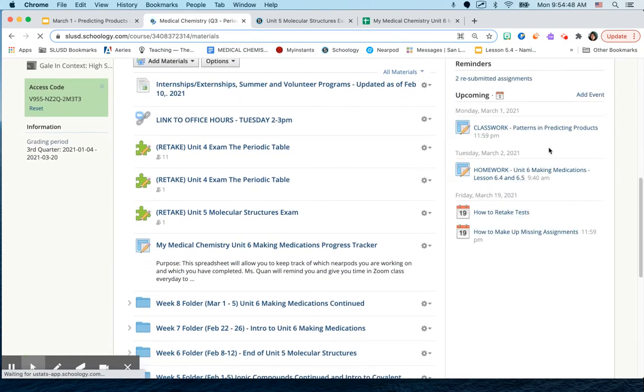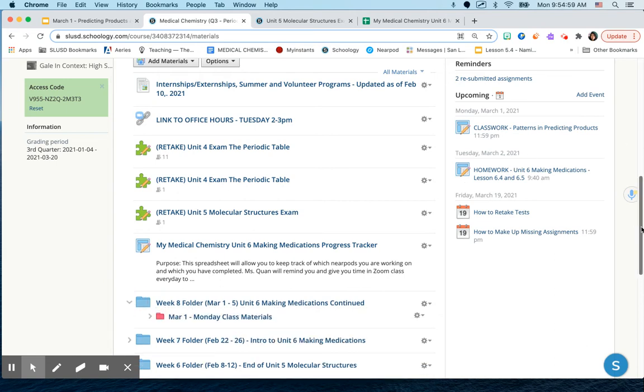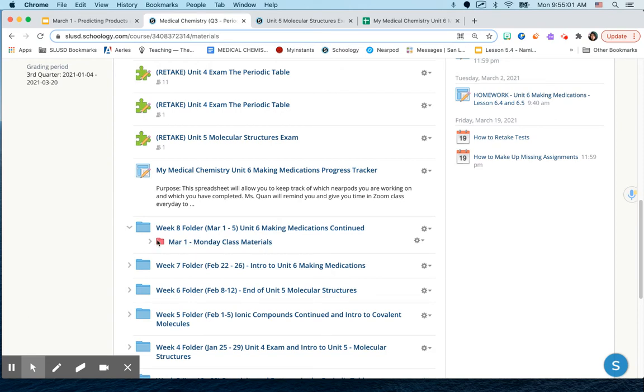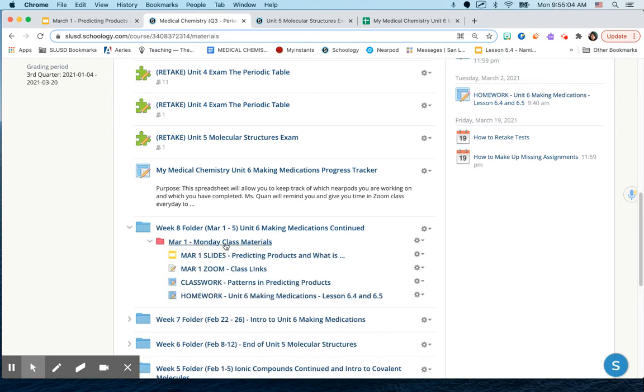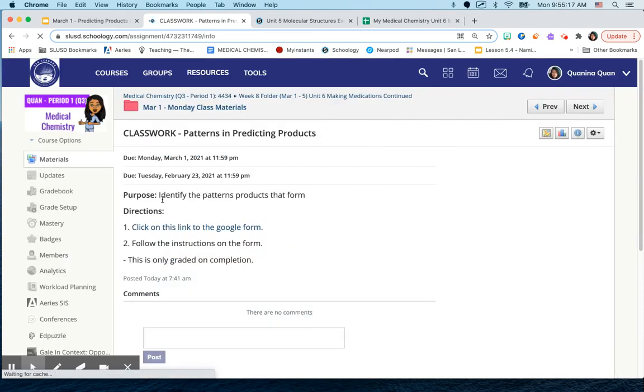Scrolling down either to the right-hand side where it says classwork, patterns in predicting products, or within the week 8 folder for Monday class materials on March 1st, where it says classwork, patterns in predicting products. Go ahead and click here. And again, our goal is going to be to identify the patterns in products that form.